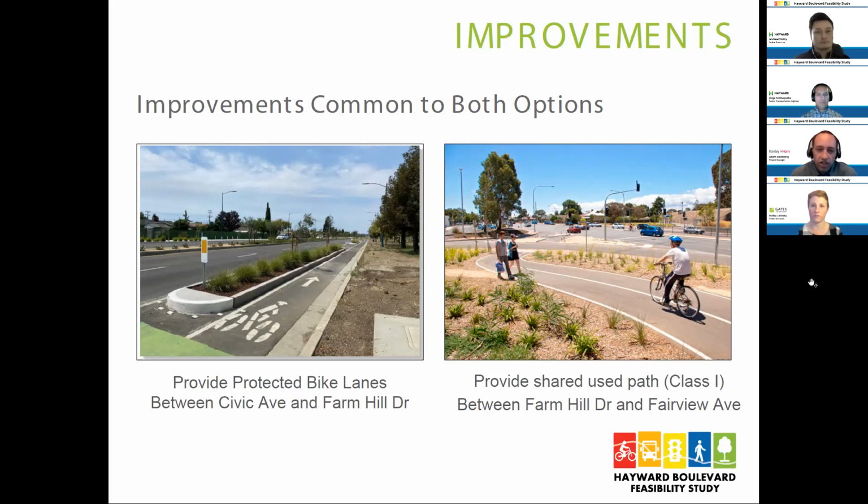On the right is a shared use path picture. This is proposed for the eastern portion of the corridor in segment 3 from Farm Hill to Fairview. This type of facility is off the street, as you can see in the picture, and it would accommodate both bicyclists and pedestrians on the same wide facility in both directions. This is an opportunity in this portion of the corridor to provide a really good shared use path with minimal conflicts with vehicles.